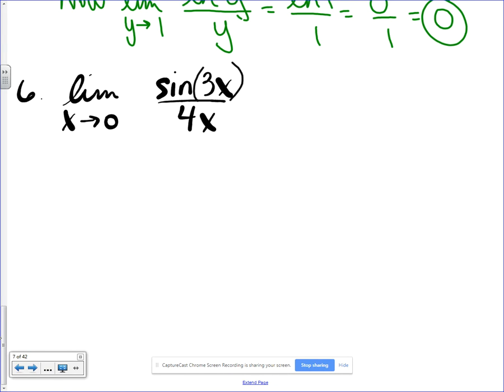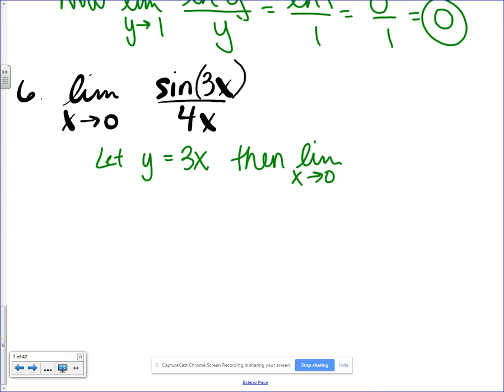Now, I need you to be aware that in this function, it is not required that you have these parentheses on here. Okay, I could give you this problem without the parentheses, and you need to recognize that that 3x is your little function. Okay? All right, so let's say let y be 3x. Then I'm going to find the limit of the little function. What is the limit of the little function? If I plug a 0 in there, I get 0, don't I?